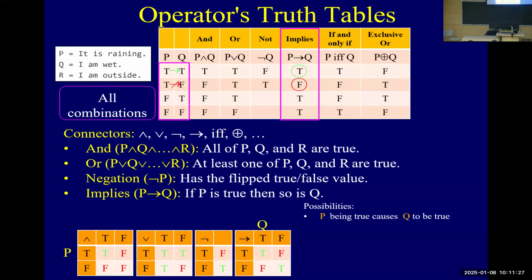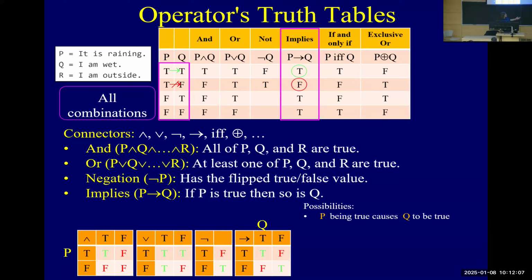So let's think about when P implies Q is false, right? It's false when P is true and Q is false, right? Then you've broken your contract, right? So when P is true and Q is false, this is a false. But this one here should be a true, right? So if P is false, then things are good no matter what, right?